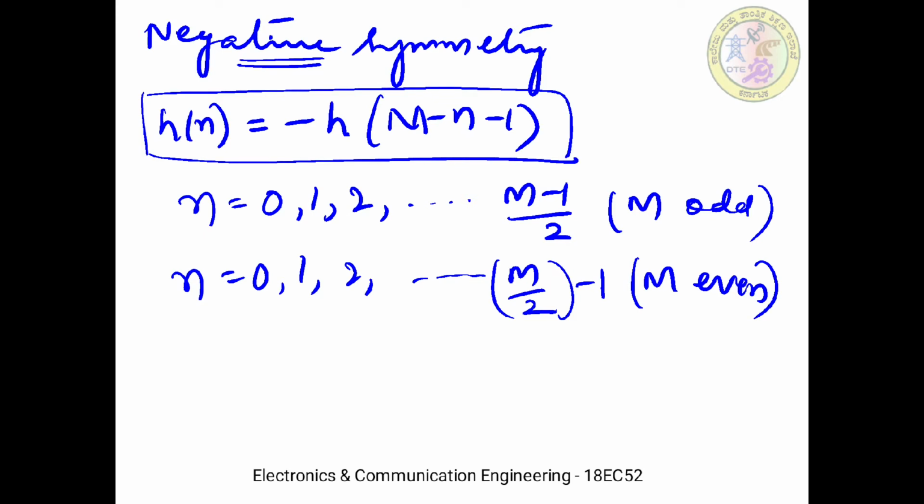Okay, now let us take one simple example to understand this, first the positive symmetry. Example. So now let us consider that m is equal to 11, that is, the length of the filter m equal to 11, or the length of the impulse response. Here m is nothing but the length of the impulse response, let it be 11.